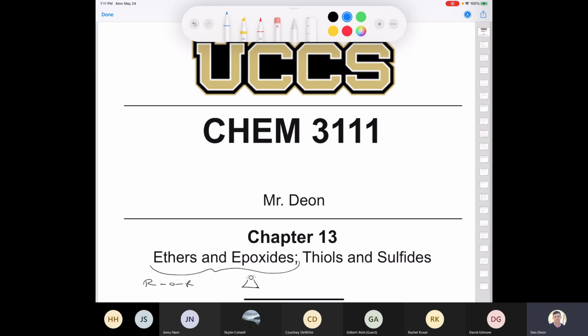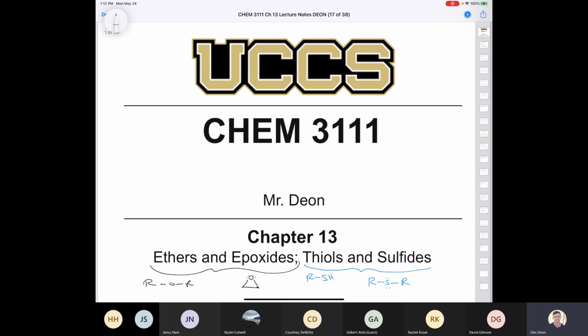A thiol is the sulfur analog of an alcohol. So you take an alcohol and you replace the oxygen with the sulfur. And then a sulfide is a sulfur analog of an ether, so when you have a sulfur flanked by 2 R groups. We're going to talk about all these functional groups. We're going to spend most of the time talking about ethers and epoxides.